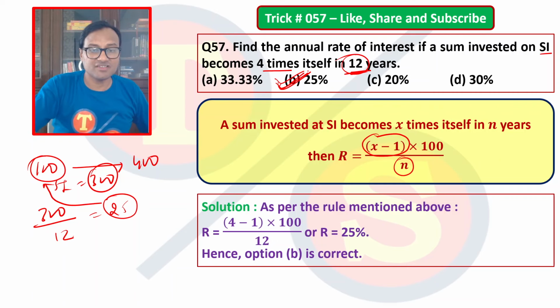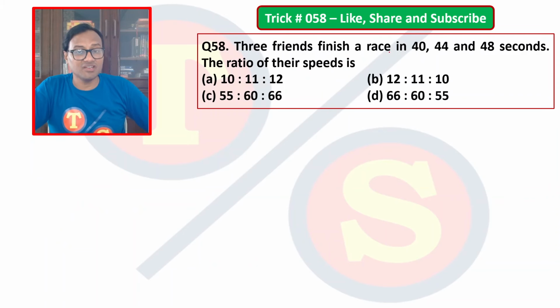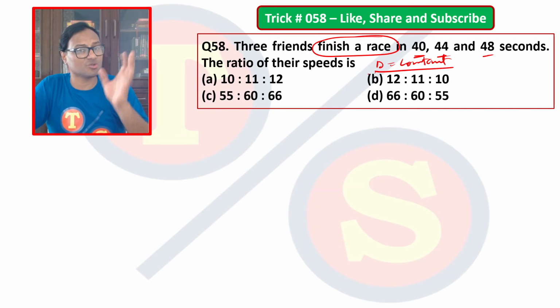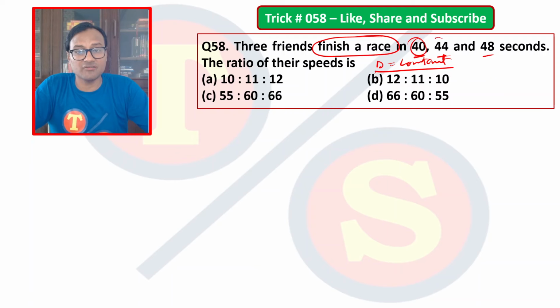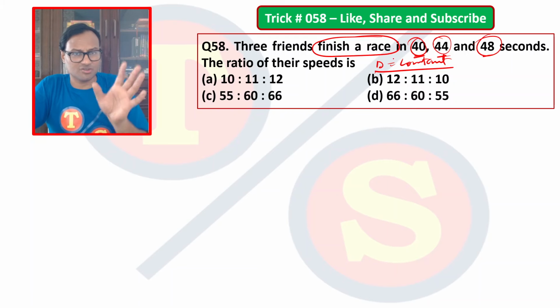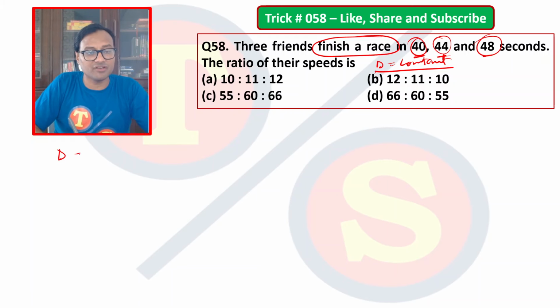Now question number 58: three friends finish a race in 40, 44 and 48 seconds. If they are finishing a race, it means they are traveling the same distance. So for each one of them, the distance is constant. If their times are given to us, can we calculate the ratio of their speeds? Whenever the distance is constant, speed is inversely proportional to time.